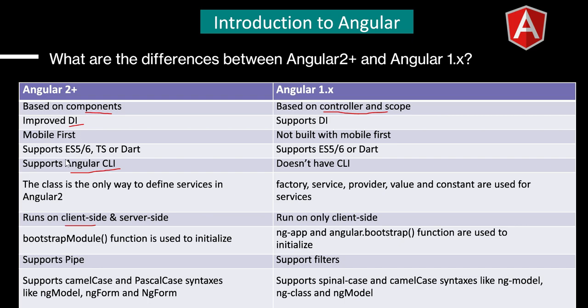Angular 2 plus runs on both the client side as well as the server side, whereas Angular 1 is only for the client side. And there is a bootstrap module, a function that is used to initialize the application, and it supports pipes and filters. What a pipe is, we will discuss in our upcoming videos. For now we don't concentrate on Angular 1, as it is already deprecated. We'll discuss only Angular 2 plus, or basically Angular 17.